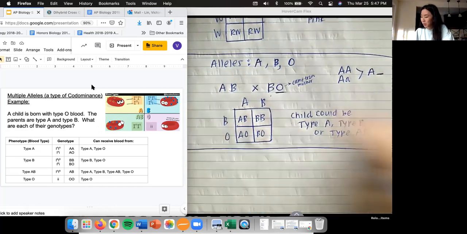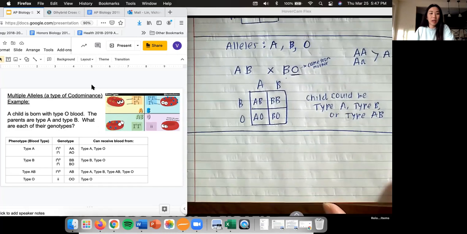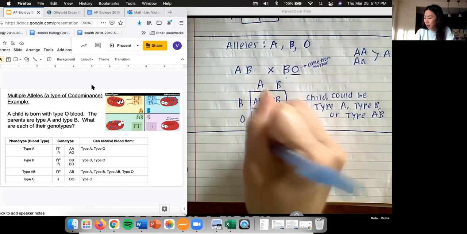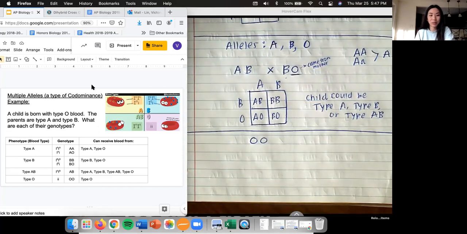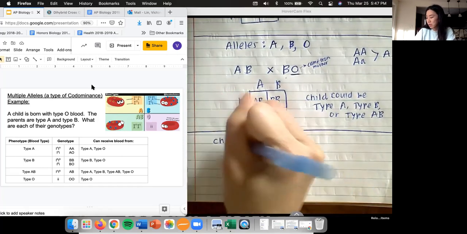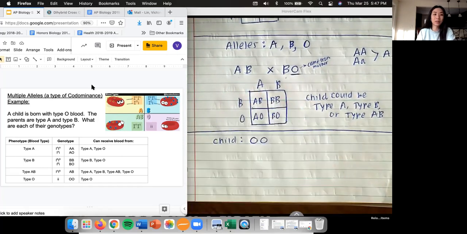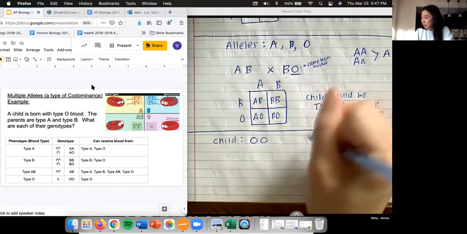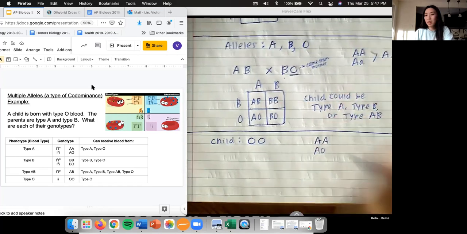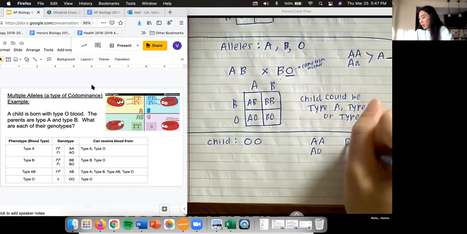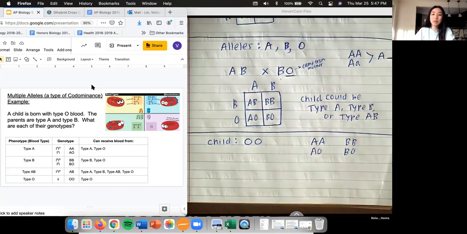Okay, so last example, it says, a child is born with type O blood. If someone is type O, their genotype has to be OO. The parents are type A and type B. What are each of their genotypes? Okay, so we know the child has to have OO. Now for the parents, type A, remember it could be either AA or AO. The second parent could be BB or BO.